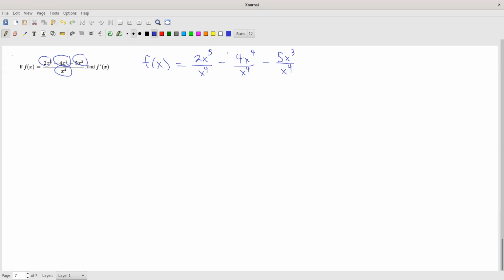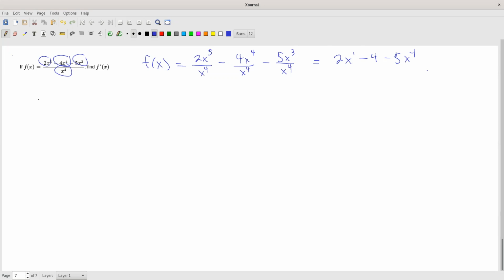And then I can reduce because I have a division of the same base. So that first part becomes 2x to the 5 minus 4, or first power. X to the fourth over x to the fourth cancels, leaving me just the minus 4. And then here, the power would be x to the 3 minus 4, which would be x to the negative 1. And now I can just apply my difference and product power rules to that.